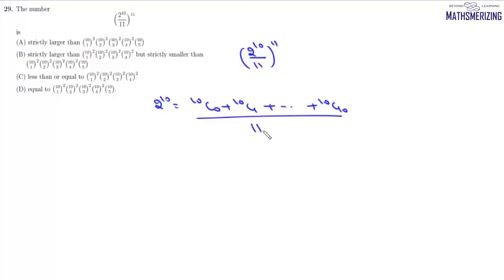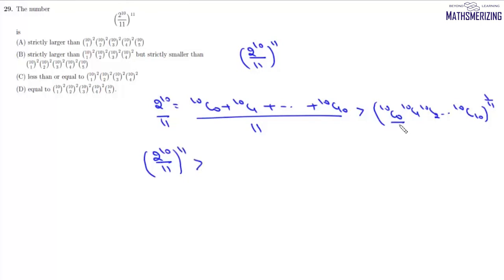So its arithmetic mean will be this value divided by 11, and it will be greater than their geometric mean, and their geometric mean will be 10C0, 10C1, 10C2 up to 10C10 whole to the power 1 by 11. Now we'll take the power of 11, then we can write 2 to the power 10 upon 11 to the power 11 will be greater than 10C0, which is 1, and 10C10, which is 1. Now 10C1 and 10C9 are the same, so it will be 10C1 square.